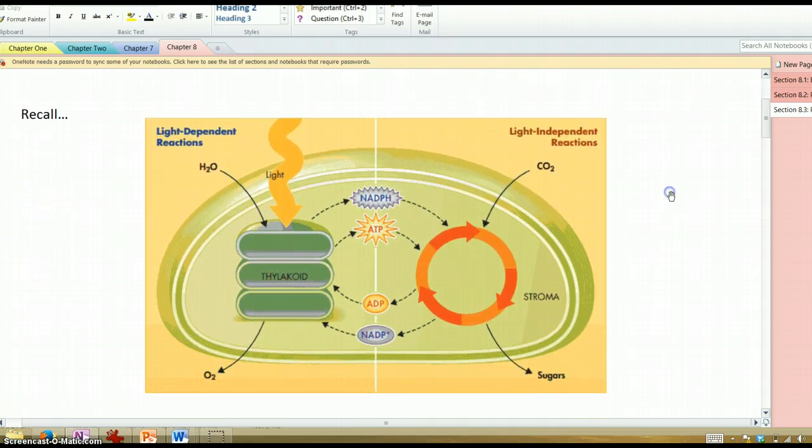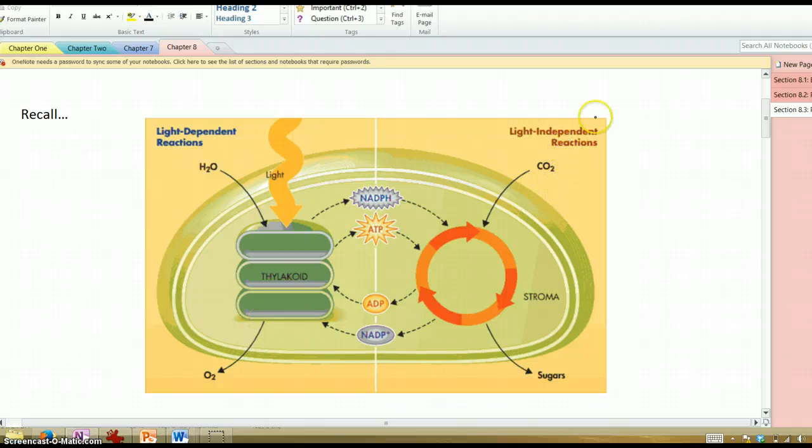Again, recall from the previous section, this is the overall look at photosynthesis, the light-dependent reactions on one side that make use of sunlight energy. The pigments harness that energy. We're going to generate these energized molecules. In the process, we're going to split water and generate some oxygen.